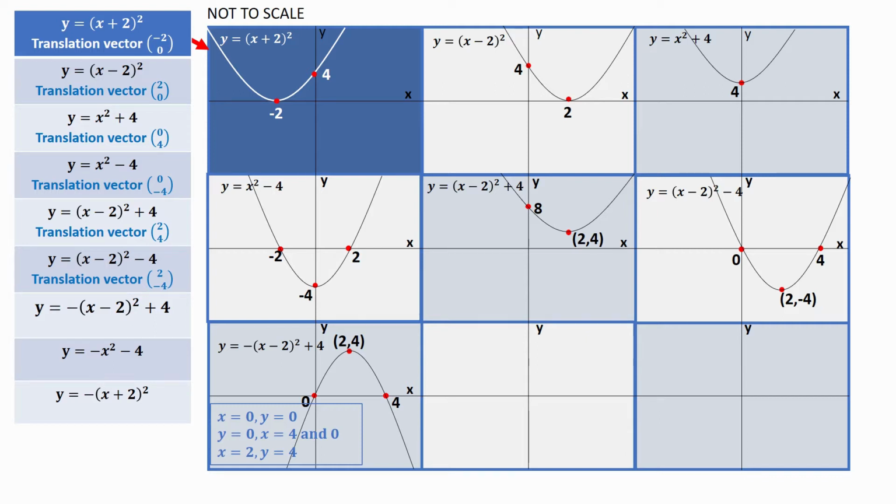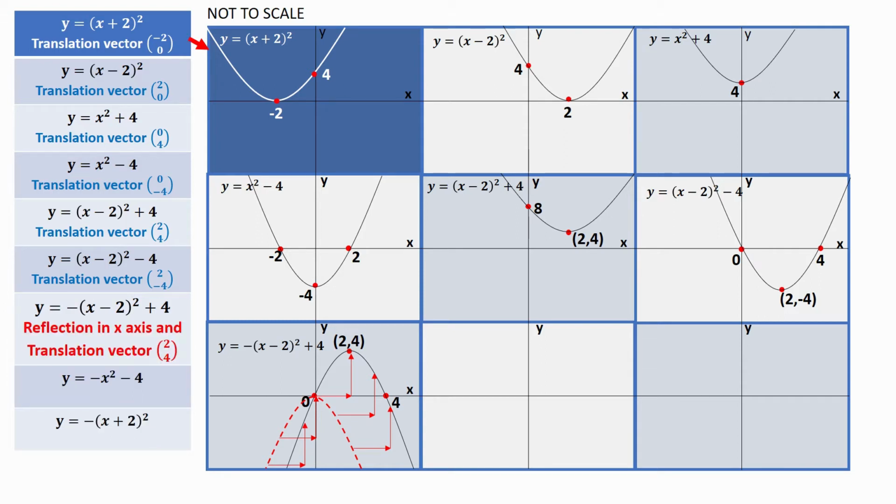Drawing y equals x squared and reflecting y equals x squared in the x-axis to give y equals negative x squared, we see that each point on this reflected graph moves 2 units to the right and 4 units up. So the transformation is a reflection in the x-axis followed by a translation with vector (2, 4).